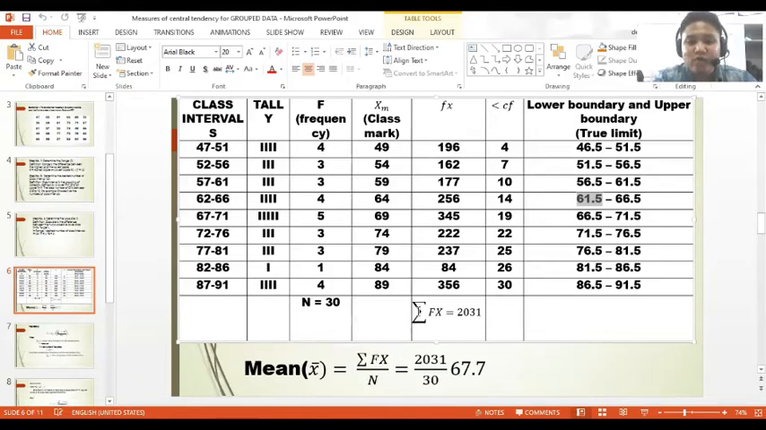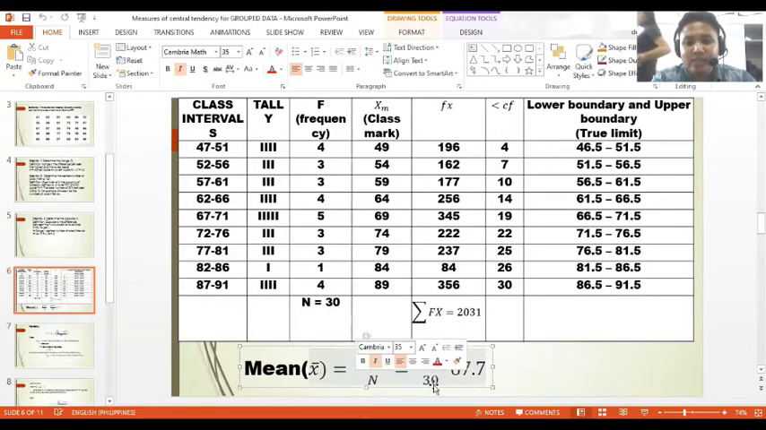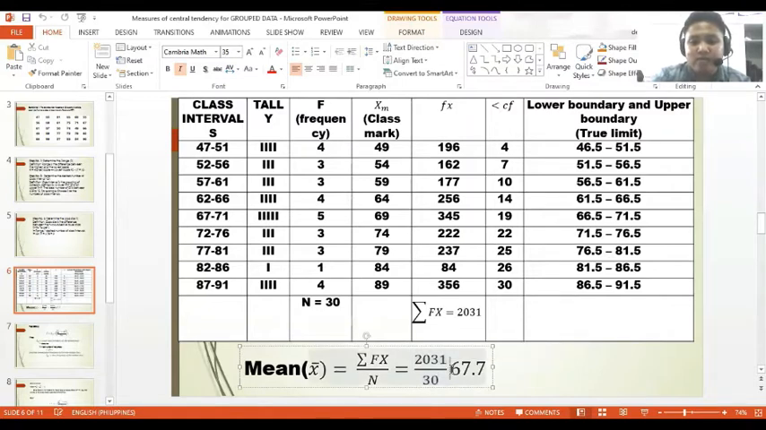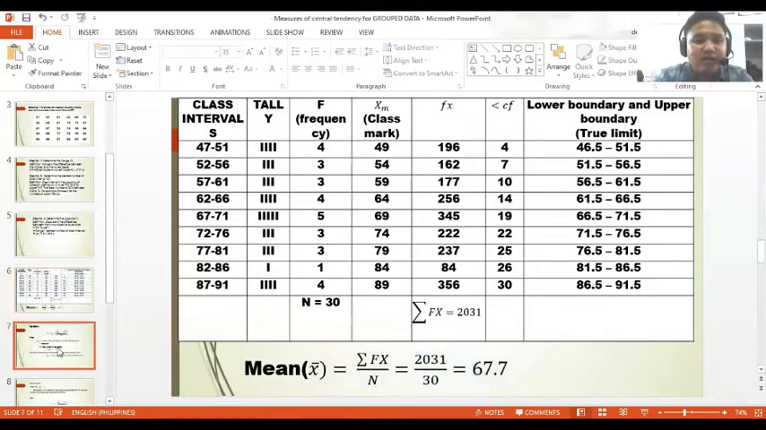So dito nakuha na natin lahat-lahat, kaya yung summation ni fx dito is ito, 2031. So ngayon ang n natin ilan? That is 30. So 2031 divided by 30, that is 67.7. So that will be our mean. So yan yung magiging mean natin dito. So proceed tayo dun sa median.